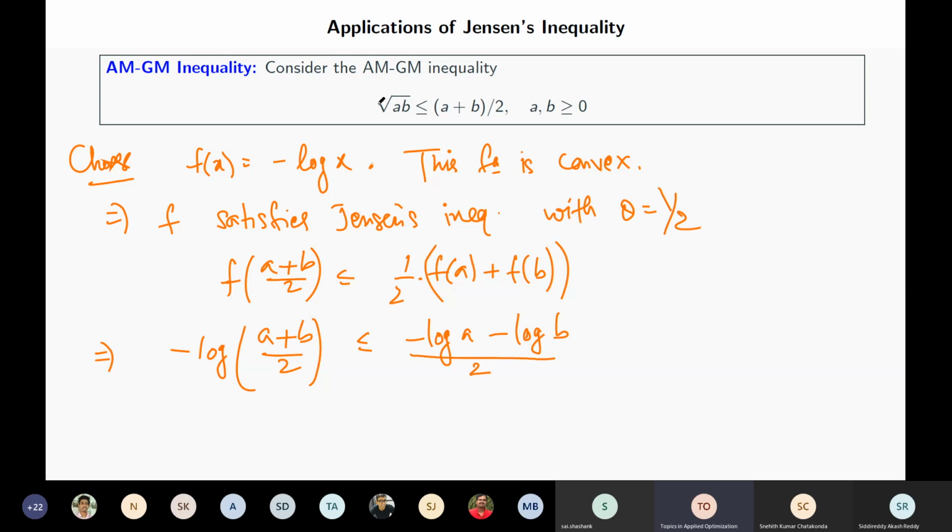Now remember, our goal is to prove this inequality, right? So taking exponent on both sides. Okay, so if we take exponent on both sides, what will happen? The exponent of the logarithm and so on, right? So what should we do now?